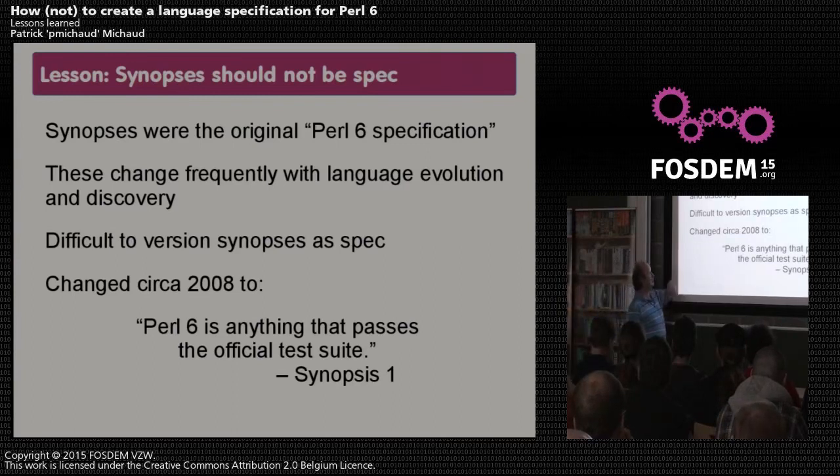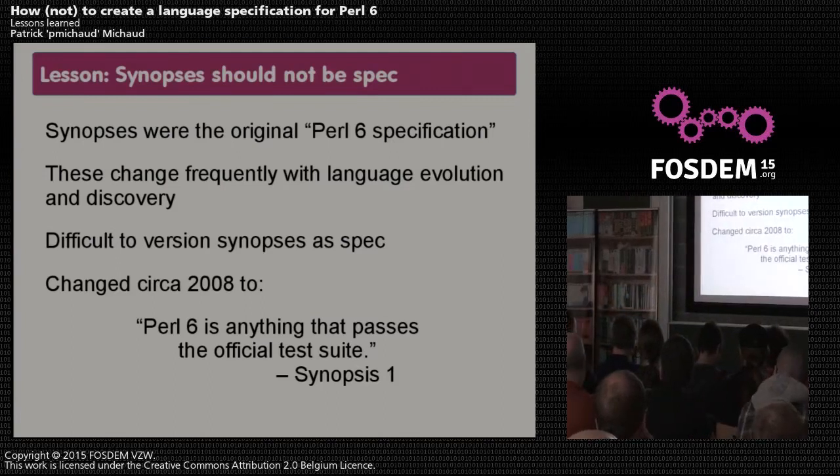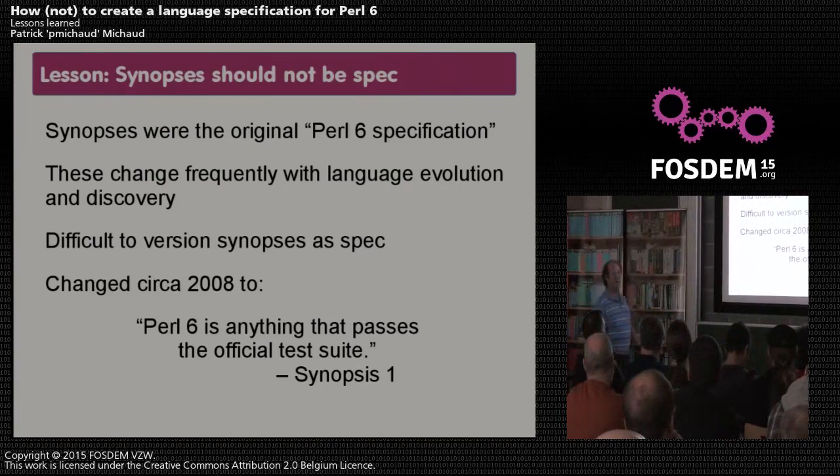This was recognized sometime around 2008 in Synopsis 1. Prior to that, it was kind of well understood within the community that the synopses were our working set of specification documents. In 2008, Synopsis 1 was changed to explicitly say that Perl 6 is anything that passes the official test suite. That is, the test suite becomes our specification. Whatever set of tests are there, if you can create a compiler or an interpreter or something that passes the official test suite, then you have something that you can call a Perl 6 implementation.